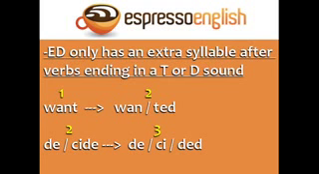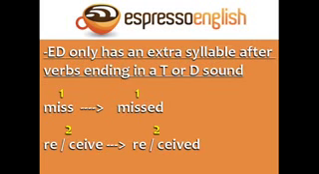Let's review. ED only has an extra syllable after verbs ending in a T or D sound. Want, wanted, decide, decided. With these verbs, the ED adds an extra syllable. In all other verbs, the ED does not add an extra syllable. Miss, missed. Receive, received.